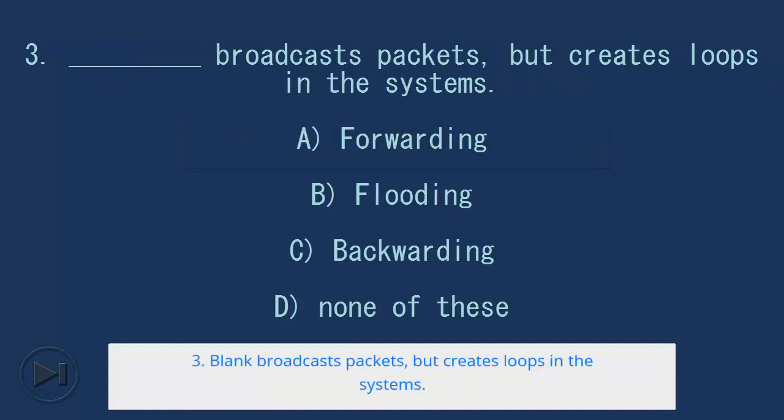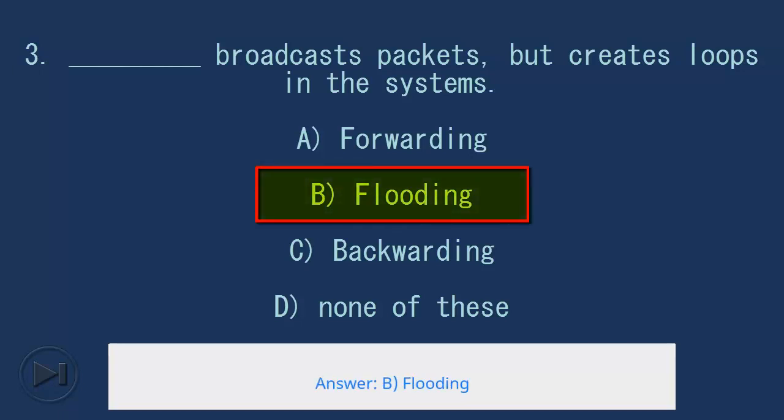3. Blank broadcasts packets, but creates loops in the systems. A, forwarding. B, flooding. C, backwarding. D, none of these. Answer, B, flooding.